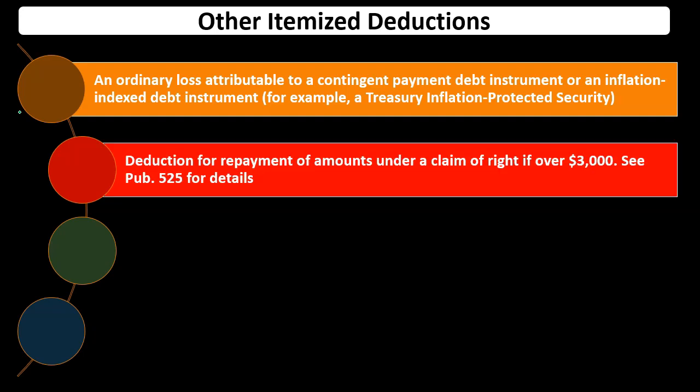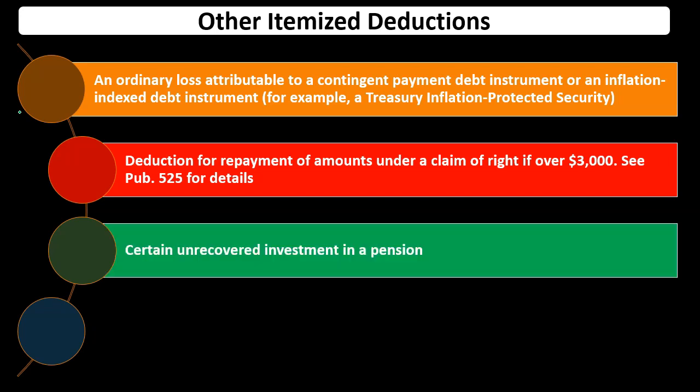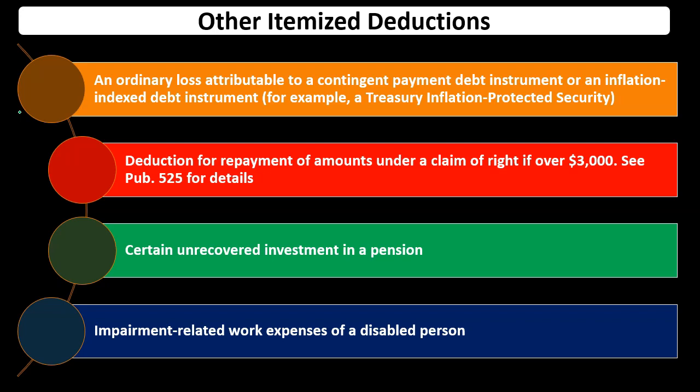Deduction for repayment of amounts under a claim of right if over $3,000. You could see Publication 525 for more details if this applies to you. Certain unrecovered investments in a pension, and impairment-related work expenses of a disabled person. So of these other itemized deductions, the gambling losses is probably the one you're going to have the most questions about.